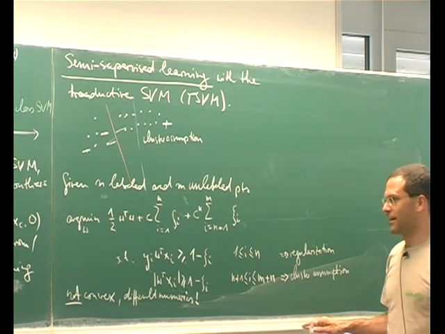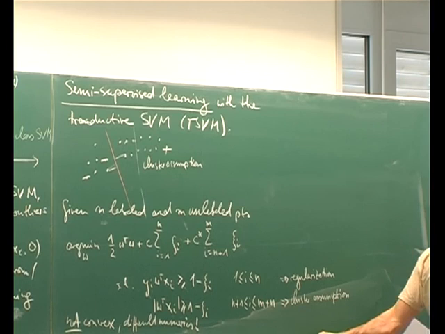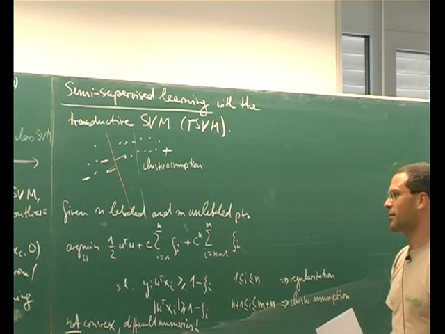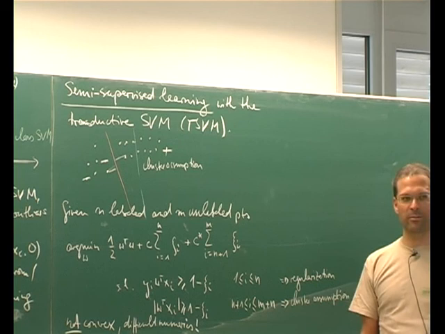I think there are more popular and perhaps also more plausible methods for semi-supervised learning, but this is the one that is most closely related to the normal SVM. And this is a case in point where a small change, in this case to the constraints, makes the problem go from tractable to practically intractable.